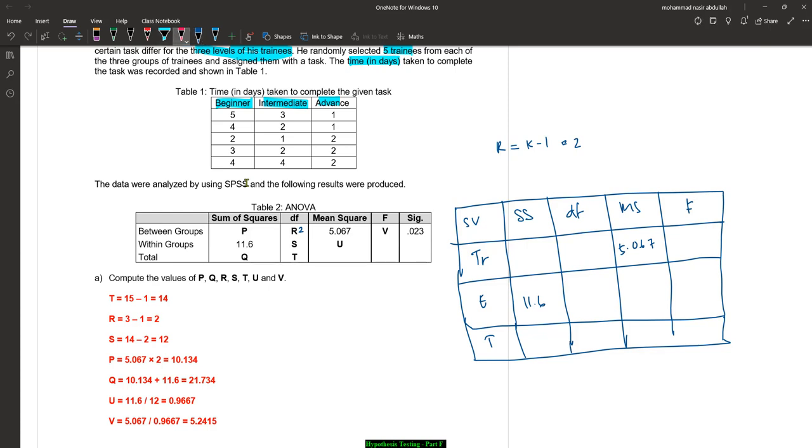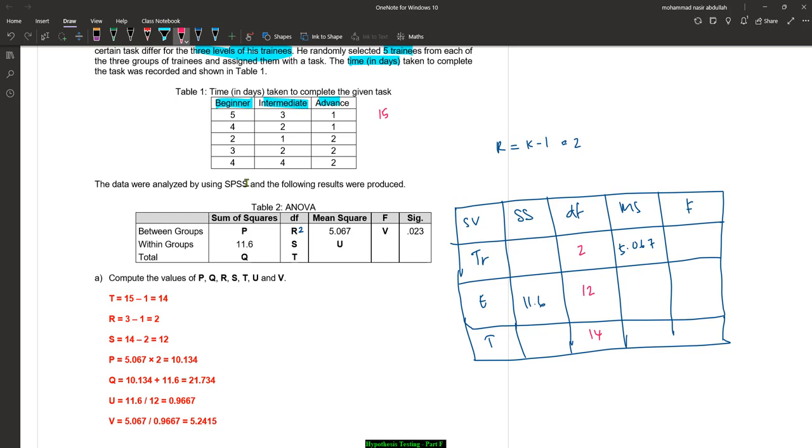So let's input the values. This is K minus 1, which is equal to 2. For error we can find it. The total should be equal to 15. 15 minus K, where K is 3, should be equal to 12. And 15 minus 1 is equal to 14. Right? So 12 plus 2 equals 14. The same, right? And then for error here we can find it.